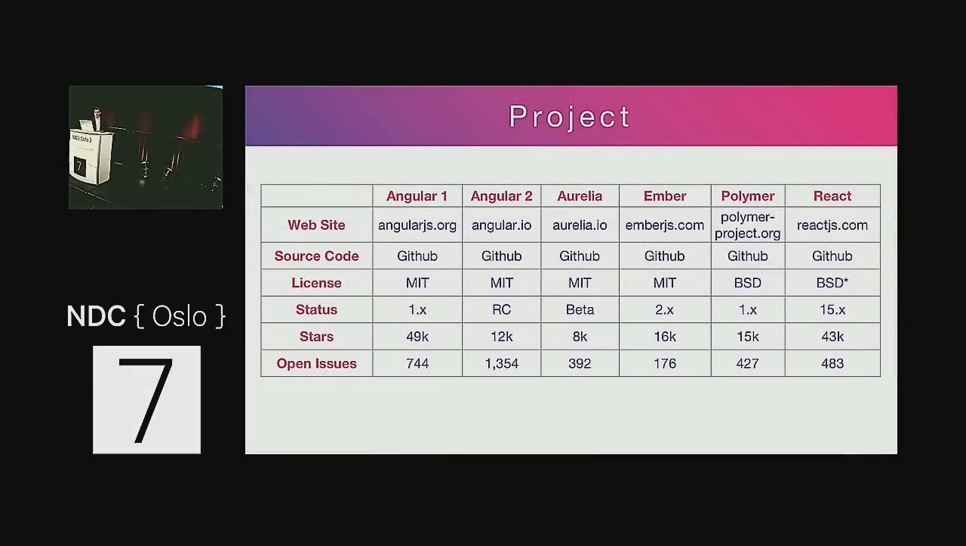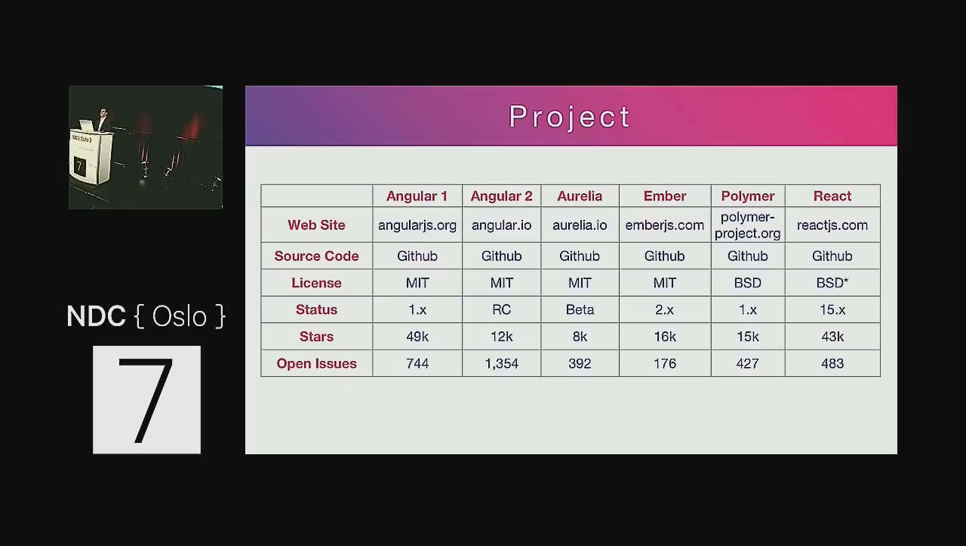The project here, you can see they all have websites, which is great. They all have their own websites. They're all open source, and they have their source code available on GitHub. They all have pretty decent open source licenses, MIT for the first 4, and then BSD for the second 2, with a note on React. I'll come to that in a minute. Status is worth mentioning because the way that these frameworks handle releases is quite different.